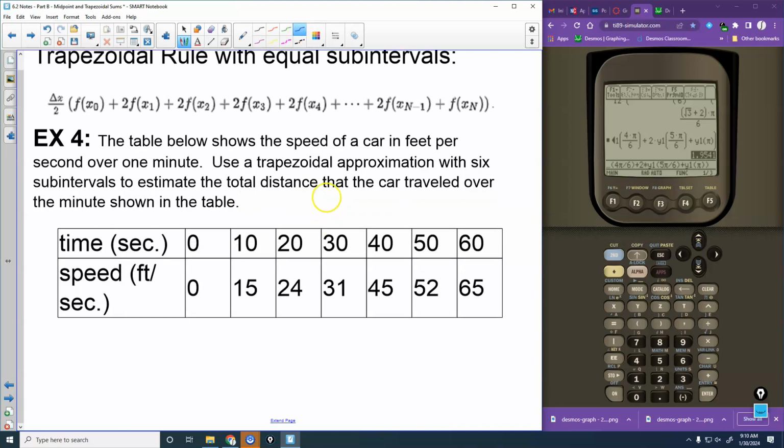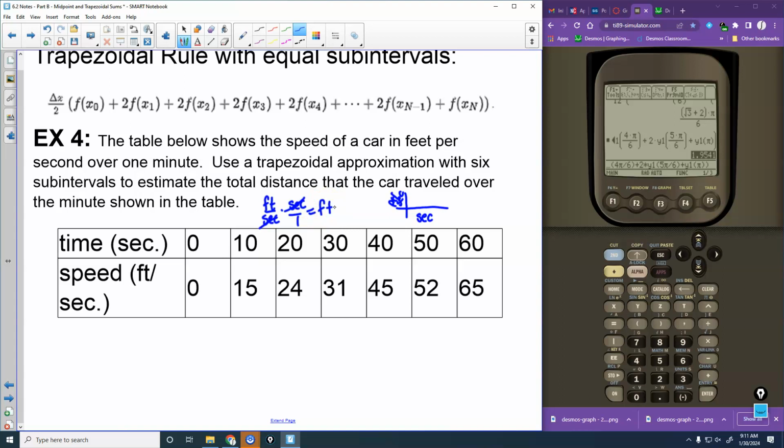Because if we have a speed graph, we're doing feet per second here. So on our x-axis, we would have seconds, and then we would have feet per second on the y-axis. So if I'm finding area, I'm multiplying the x times the y, feet per second times seconds. Seconds cancel. It just gives me the number of feet that the car traveled.